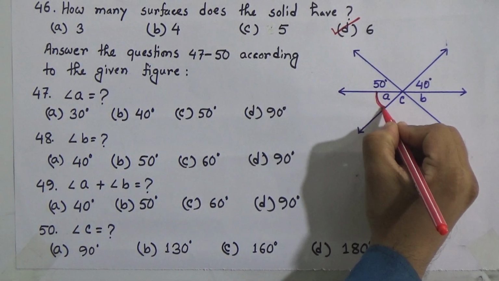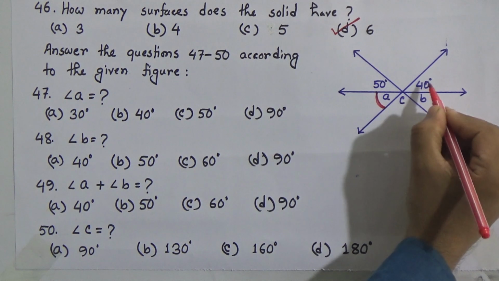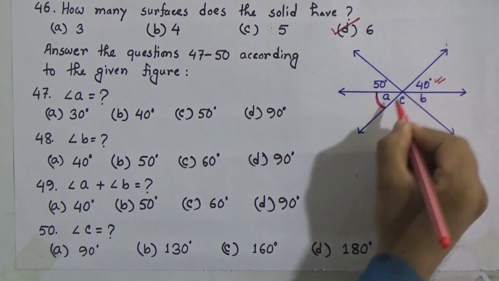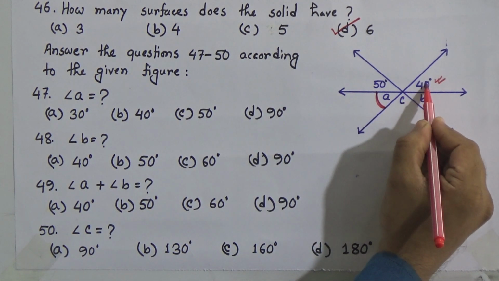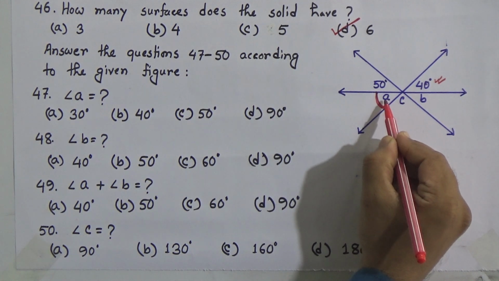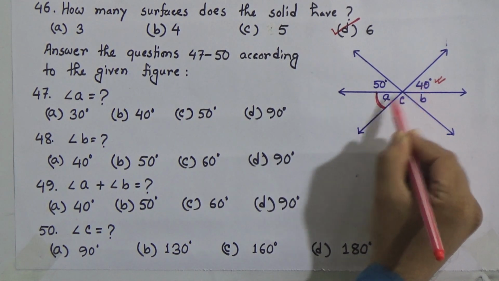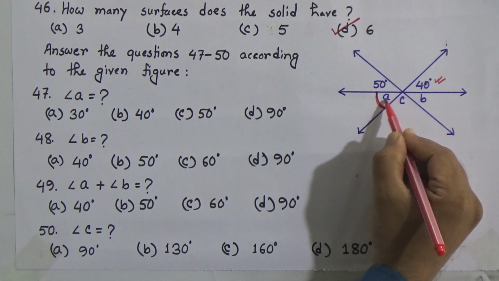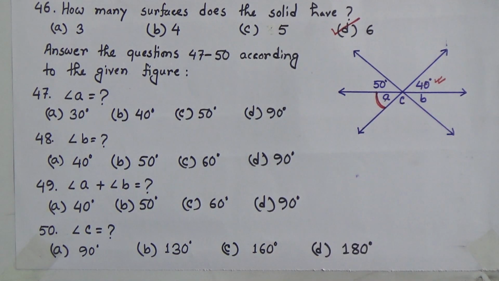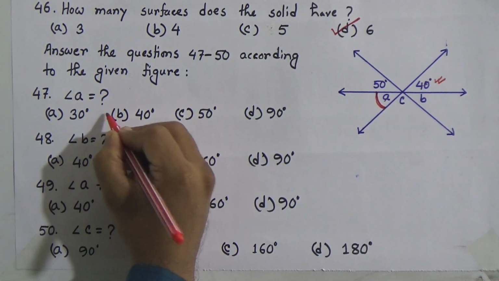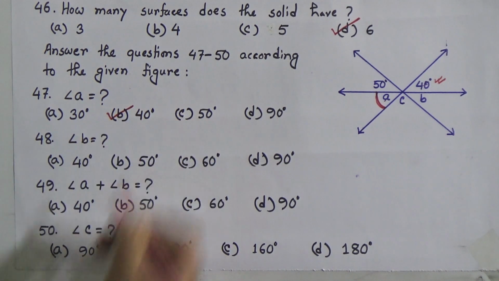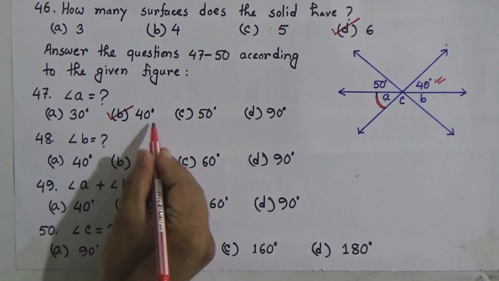Angle A's vertically opposite angle is what? Angle A's vertically opposite angle is this one, 40 degrees. That means A is the vertically opposite angle of 40 degrees. So A is also 40 degrees. A must be 40 degrees because A is the vertically opposite angle of 40 degrees. That means our answer will be A. Sorry, the answer will be B, 40 degrees. Okay. The answer will be option B, 40 degrees.